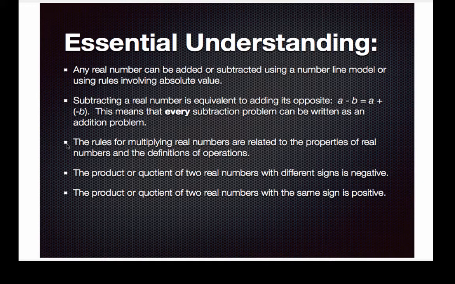The rules for multiplying real numbers are related to the properties of real numbers and the definitions of operations. The product or quotient of two real numbers with different signs is negative, and the product or quotient of two real numbers with the same sign is positive.